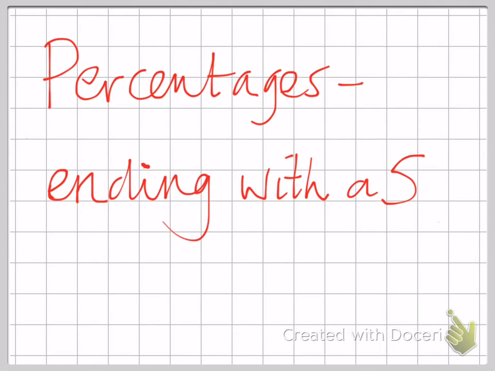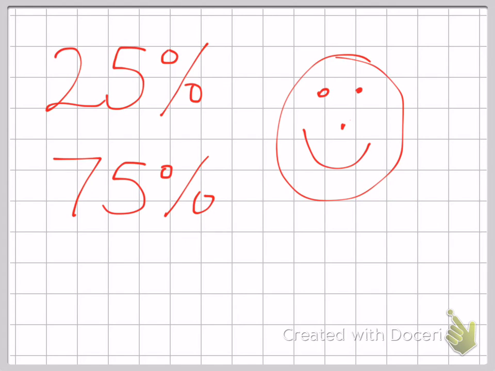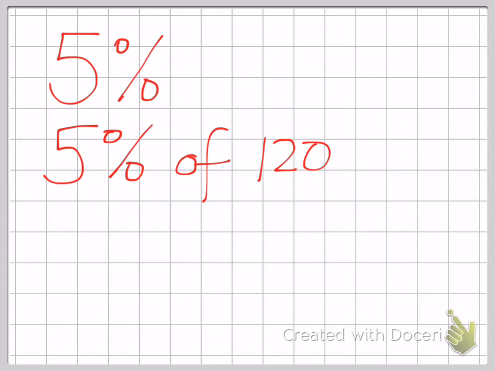This video helps you to calculate percentages that end with a 5. For 25% and 75%, there's no need to use this method. You can look back at video N1. 25% is just calculating a quarter, 75% is 3/4, so you can save time by using that simpler method.